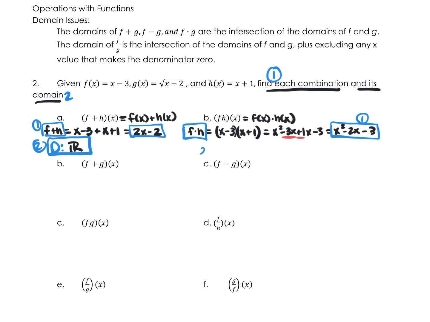Okay, then we need to answer the second part of the question. What is the second part of the question asking us? What is the domain of this answer, right? Are there any radicals here? Are there any denominators here? So what is the answer? Just all real numbers. Pretty easy for that one.